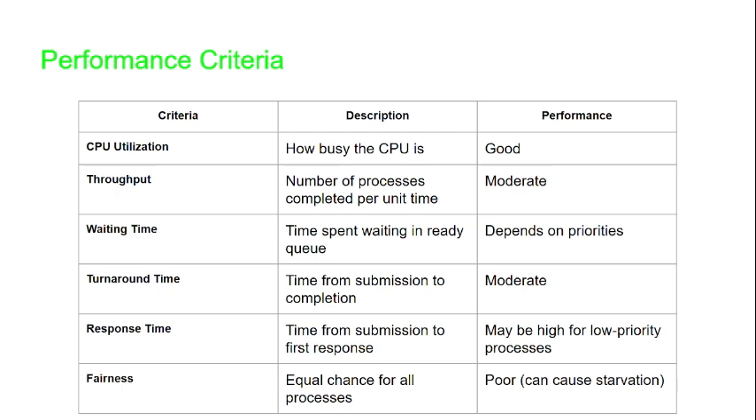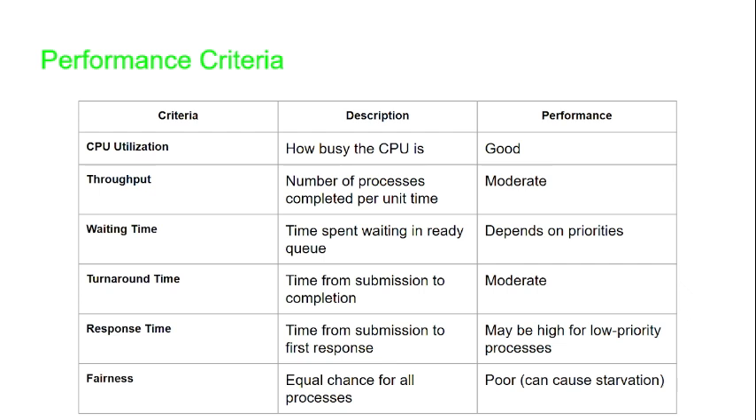Here is how to calculate the performance criteria of this scheduling. It depends upon a number of factors like CPU utilization, throughput, waiting time, turnaround time, response time, and fairness. CPU utilization is how busy the CPU is, which tells you whether the performance is good or bad. Throughput is the number of processes completed per unit time.